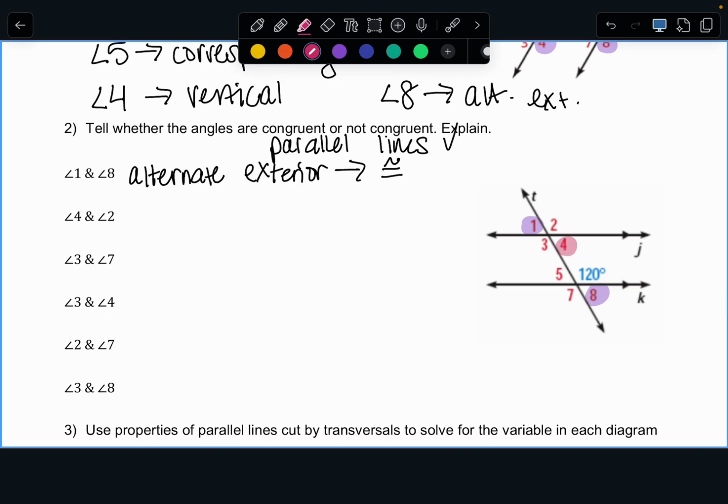Let's look at angle 4 and angle 2. This one's weird. I would ask you, interior or exterior, and what would you tell me? Neither, right? 2's kind of outside and 4's kind of inside, and they're on the same line. So this actually has nothing to do with our parallel lines cut by a transversal, because they're both on the same line. What if I said these two angles make a straight line? Linear pair. They make a straight line. They are a linear pair.